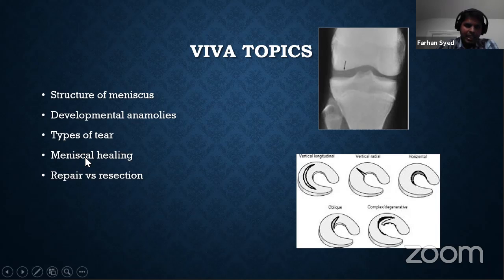With regards to meniscal healing, again, this highlights the significance of the blood supply to the meniscus and repairing the meniscus. From there, it can move towards repair versus resection. What is the current evidence and importance of repairing and conserving the meniscus?